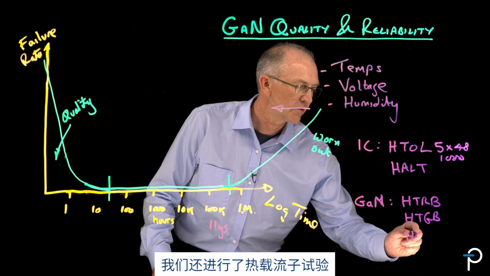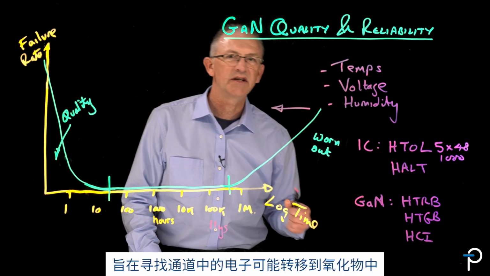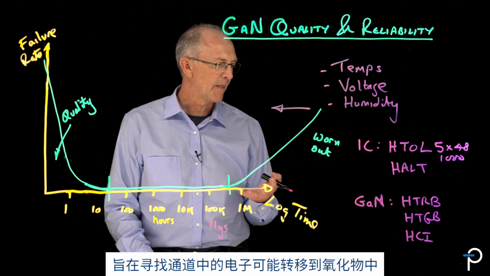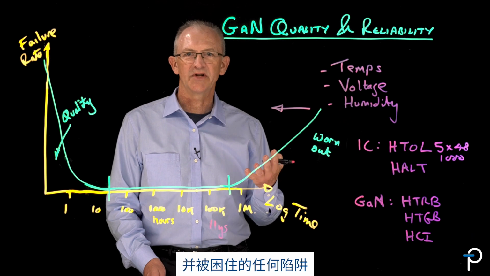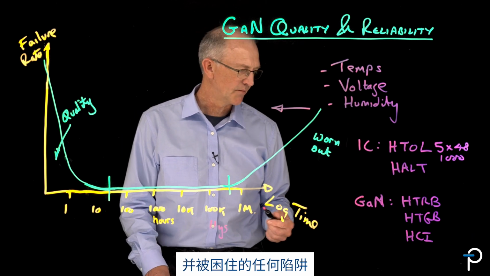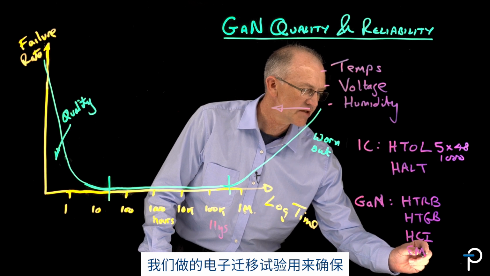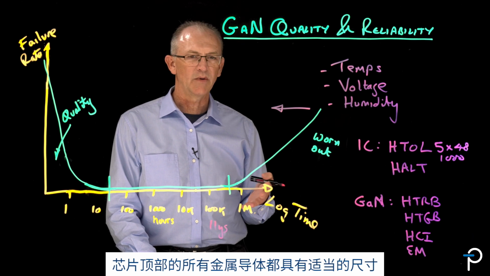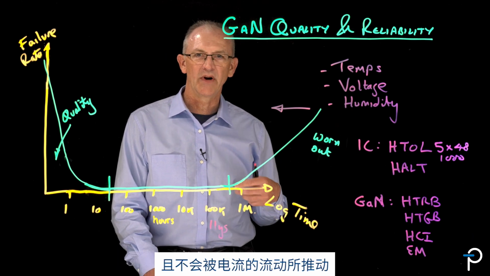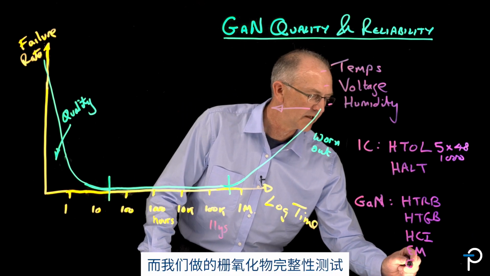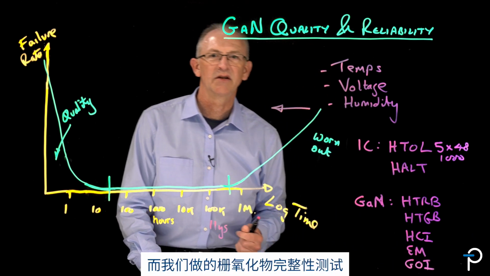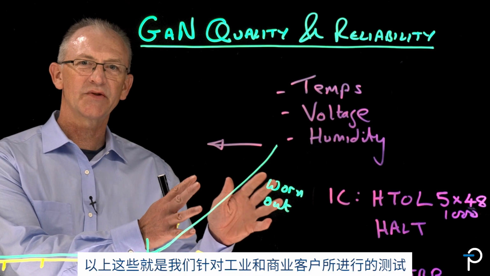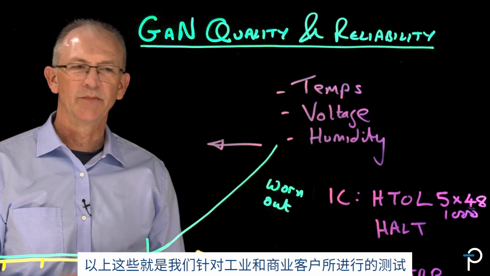We also do something called hot carrier test, and that's intended to find any traps where electrons in the channel can get diverted into oxides and become trapped. We do an electromigration test to make sure that our conductors, all the metal that's on top of the die, are appropriately sized and won't be pushed around by current flows. And we do a gate oxide integrity test to prove the strength of our gate. So these are the tests we run for industrial and commercial customers.